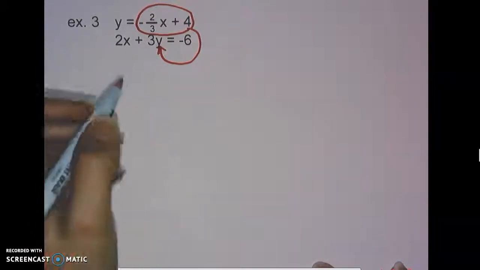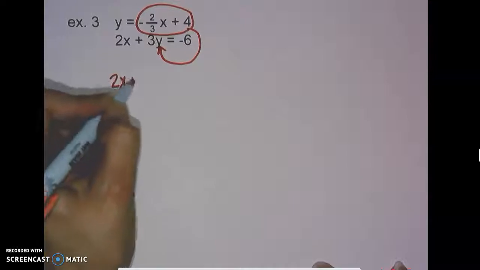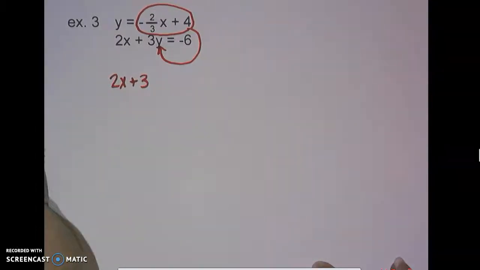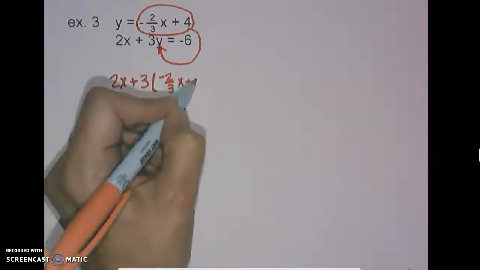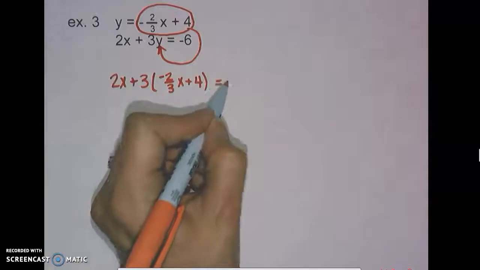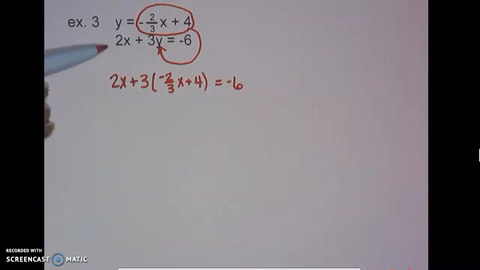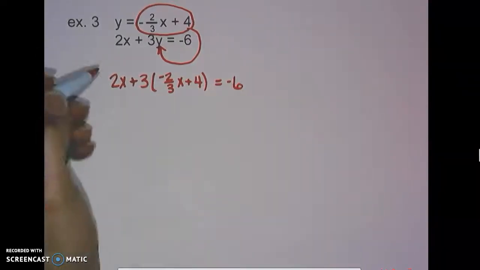Reading the second equation, we have 2x plus 3. We read it exactly as it is. As soon as we get that y, that's where we're going to substitute in what y equals from the other equation and finish off the rest of the second equation. Now we're going to go through and do our steps to solve this.